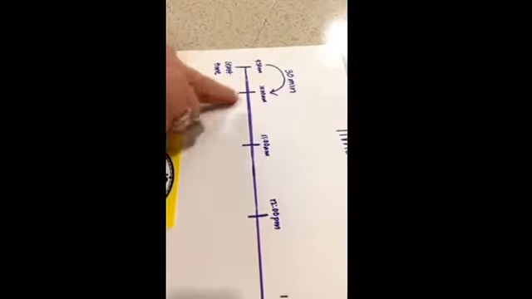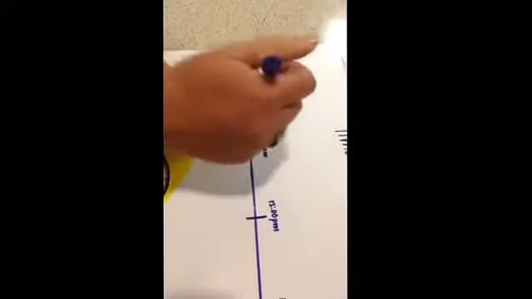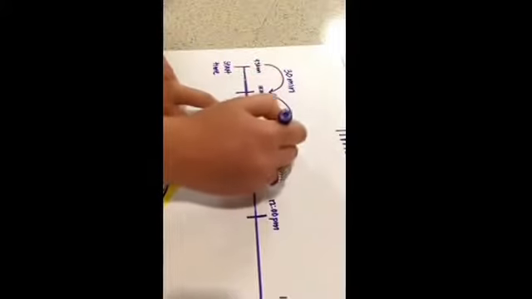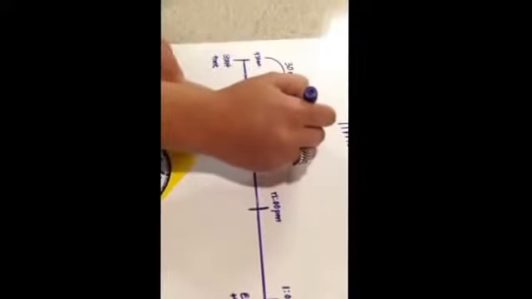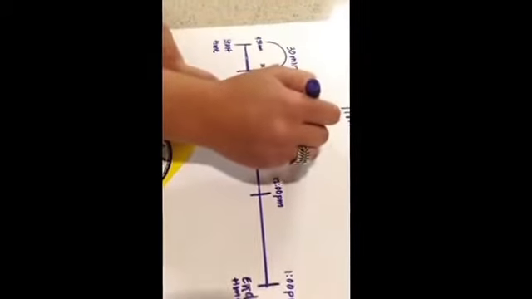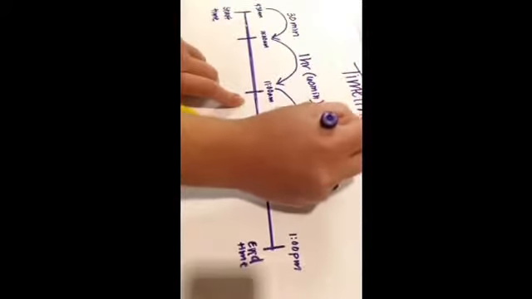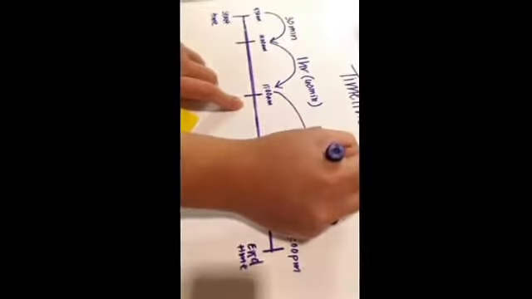Okay, now we're going to count from 10 a.m. to 11 a.m., and that's 1 full hour, which is also known as 60 minutes. And then we're going to go from 11 a.m. to 12 p.m. And that's another hour, which is 60 minutes.